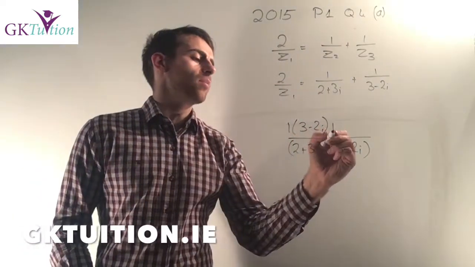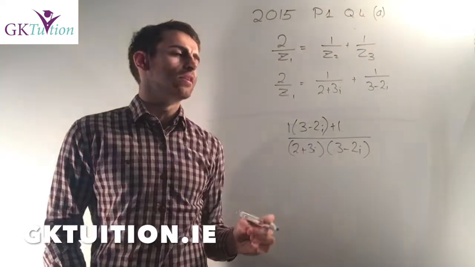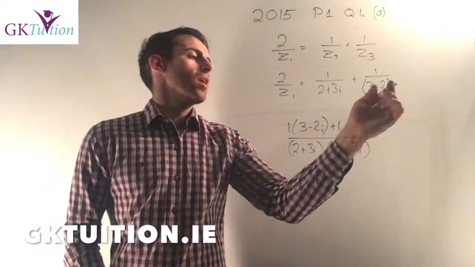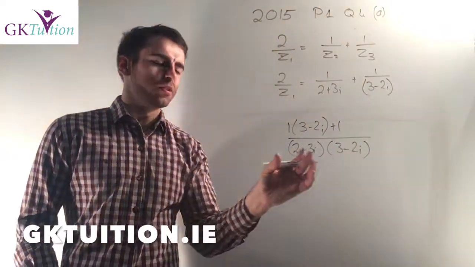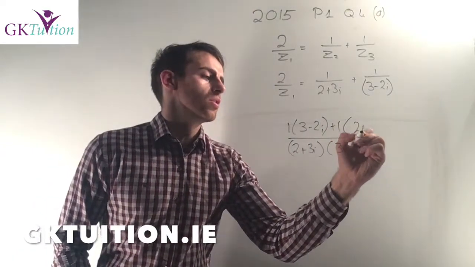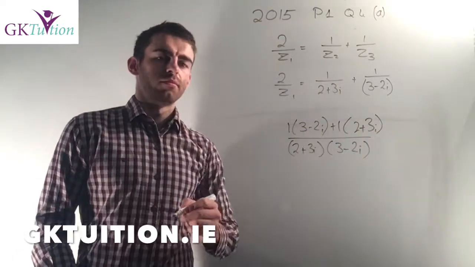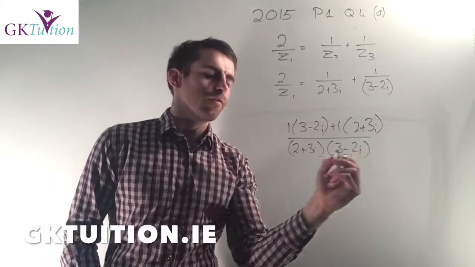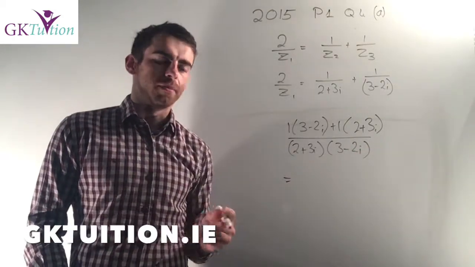Then I add in a plus 1, because that's my numerator on this side, and I ask myself, how many times does 3 minus 2i go into my common denominator? And it goes in 2 plus 3i. Okay, so now we can simplify the bottom and we can simplify the top.